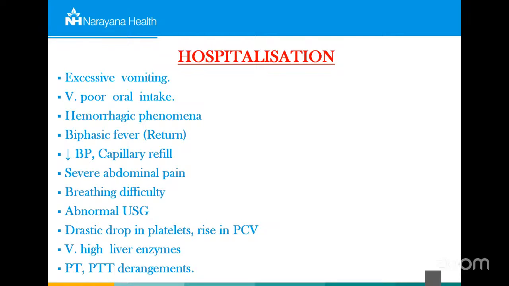Hospitalization would be needed in excessive vomiting, poor oral intake, hemorrhagic phenomena, the biphasic fever that I talked about, severe abdominal pain, an abnormal ultrasound, breathing issues, a very drastic fast rise in PCV or a drop in platelets, and extremely high liver enzymes. If prothrombin time is involved, please hospitalize the child. It is the most sensitive sign of liver damage.